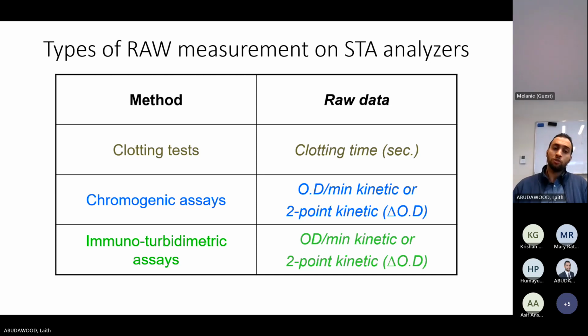When I talk about raw measurement, it means the value that the analyzer measures, which I later convert into something different in most cases. Raw measurement, for example, can be seconds, as we said. PT can be reported in seconds, APTT can be reported in seconds. So clotting tests can be reported as raw measurements in seconds or as converted values like percentage, IU per ml, etc., which requires calibration.